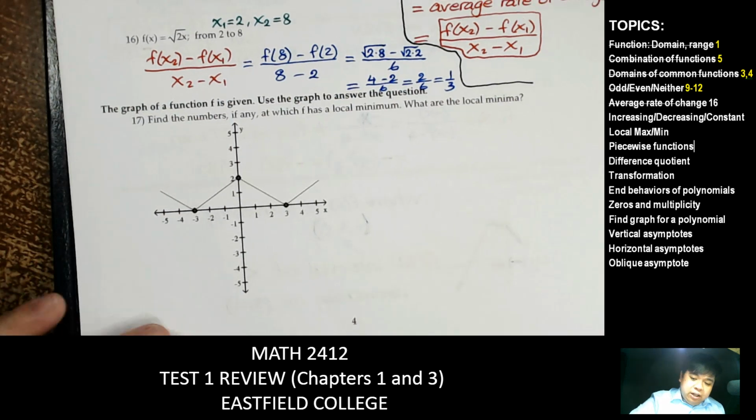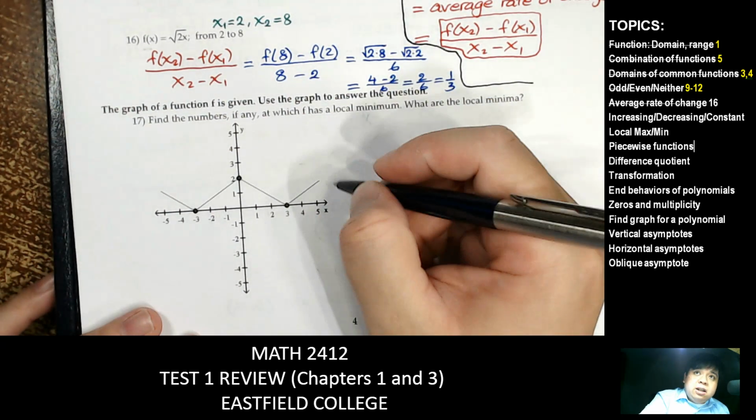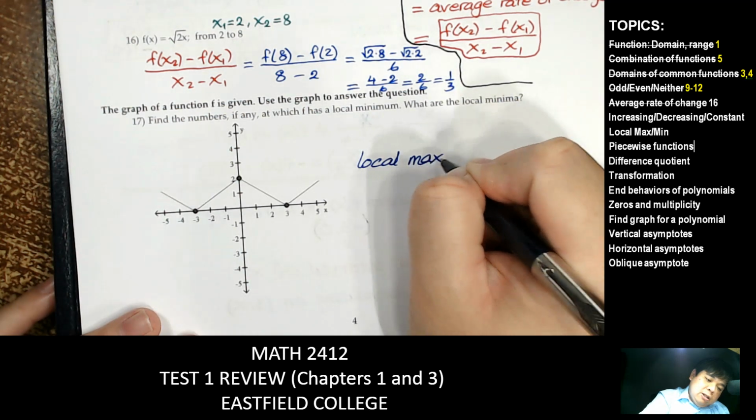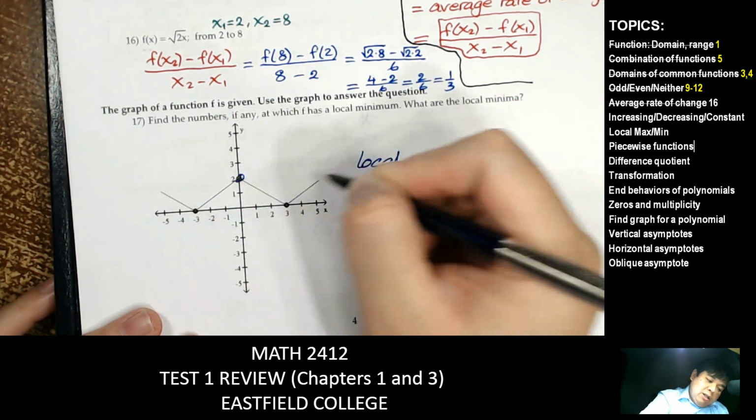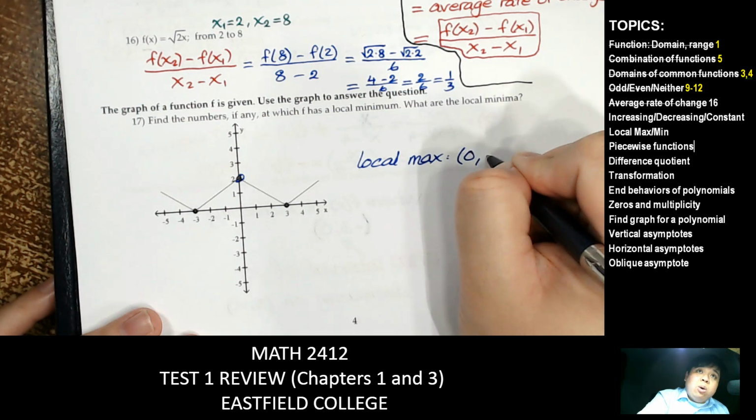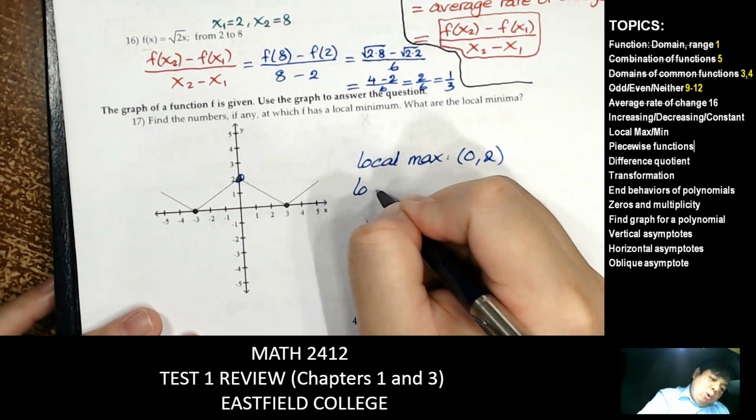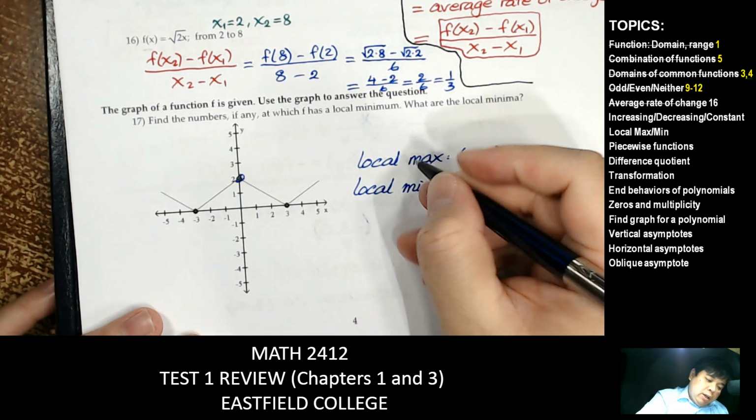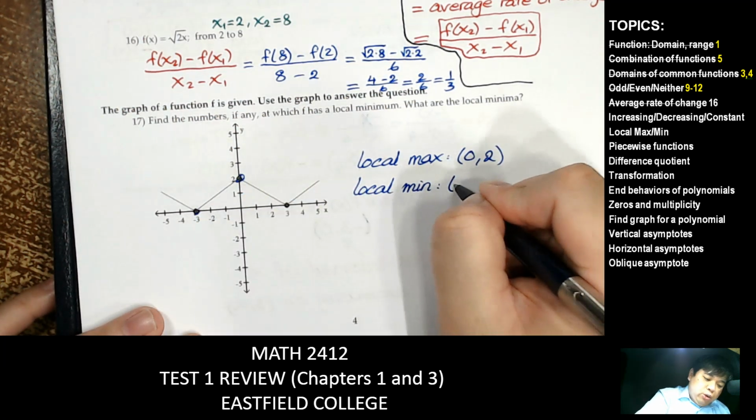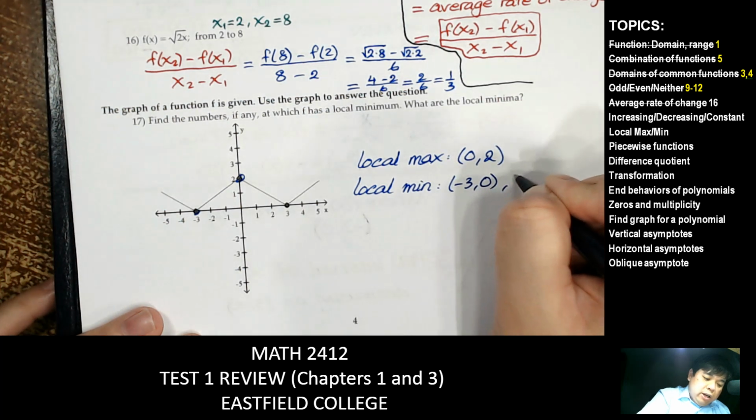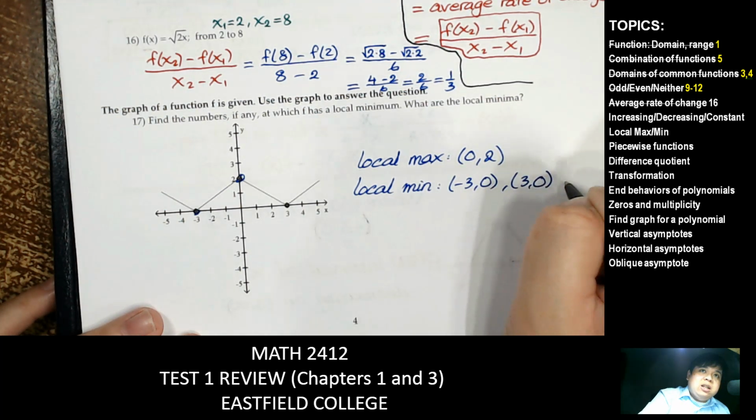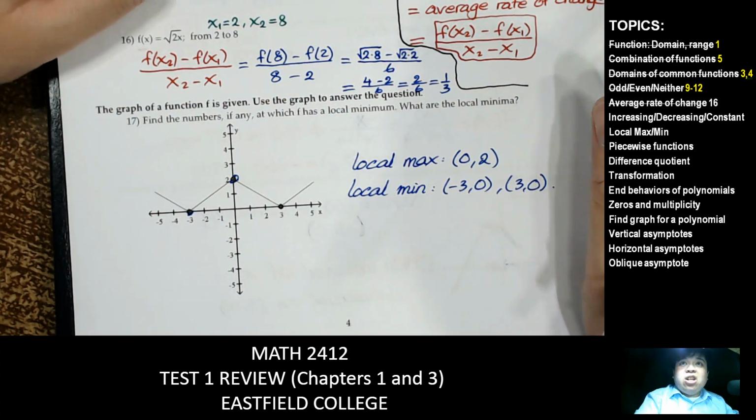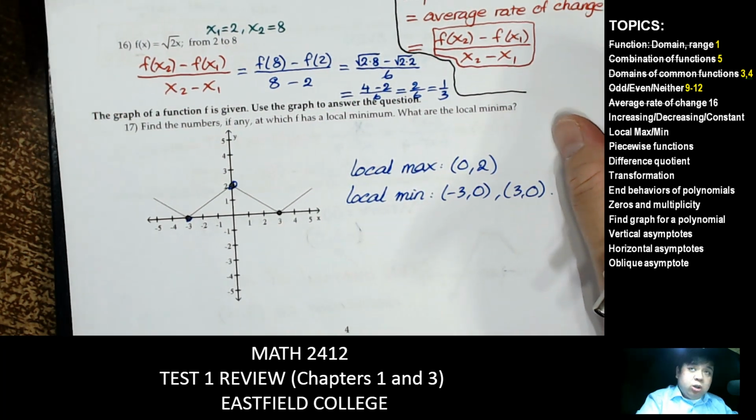Or like this, number 17. We say the local max is this one: x equal to 0, y equal to 2. Local min: this is x equal to -3, y equal to 0, and x equal to 3, y equal to 0. So we just need to write out the points for the local max and local min, and that would be good.